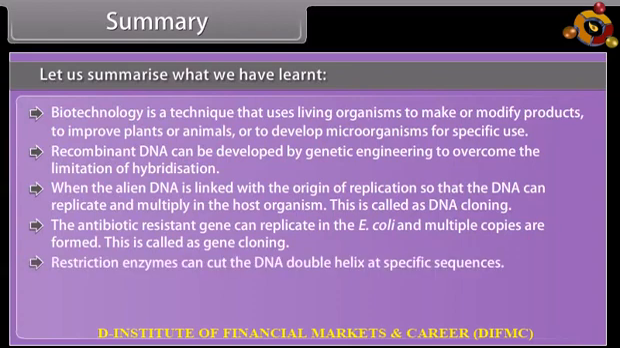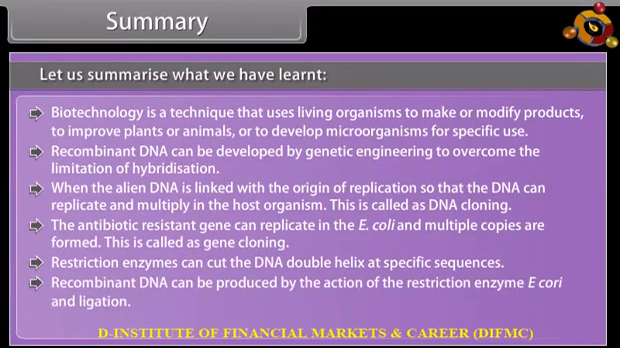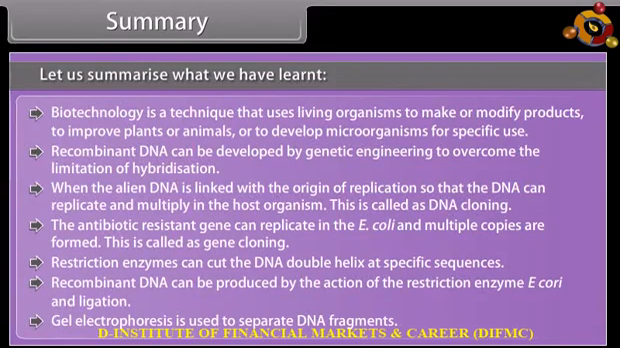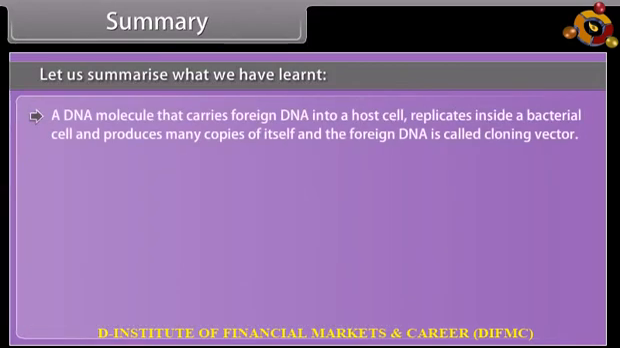Restriction enzymes can cut the DNA double helix at specific sequences. Recombinant DNA can be produced by the action of the restriction enzyme, E. coli, and ligation. Gel electrophoresis is used to separate DNA fragments. A DNA molecule that carries foreign DNA into a host cell, replicates inside a bacterial cell and produces many copies of itself along with the foreign DNA, is called a cloning vector.